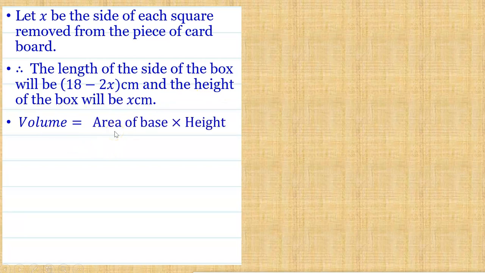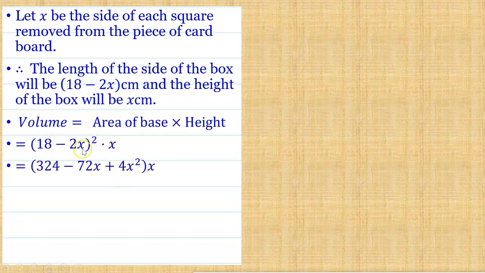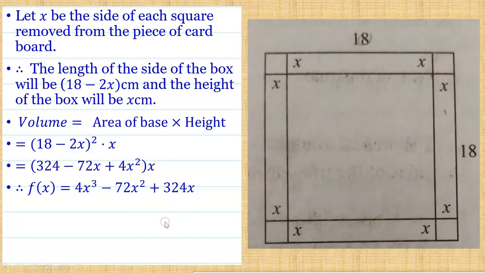Now, the volume of that box is the area of the base into height, that is (18 minus 2x) bracket square into x. If we expand this, you will get 324, 18 into 2 into 2, that is 72x, and plus 2x square means 4x square, into x. And again, if we simplify this, you will get 4x cube minus 72x square plus 324x. Now see here, x is the side of each square. This is the side of each square.